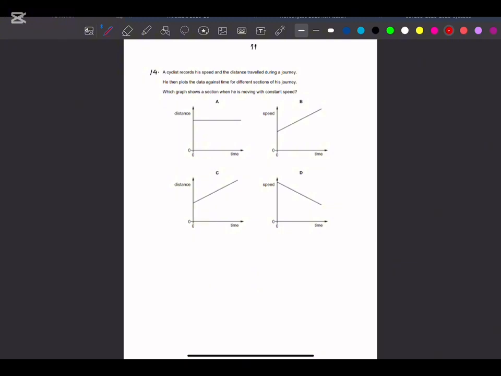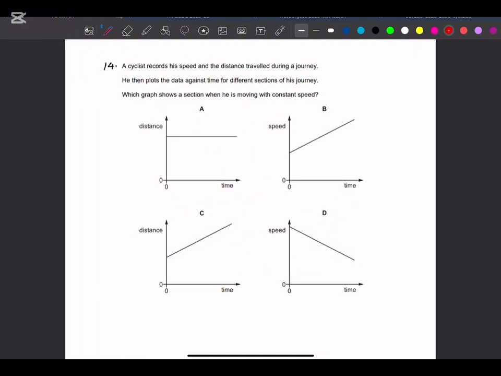And here you have question number 14. In question number 14, you can see that we have a combination of a few graphs. So a distance time graph, but otherwise we have a speed time graph. What the question is, in this case, a cyclist records his speed and the distance traveled during a journey. So distance and obviously the speed they are measuring, and they are plotting their respective graphs.